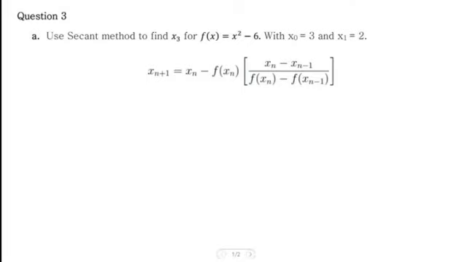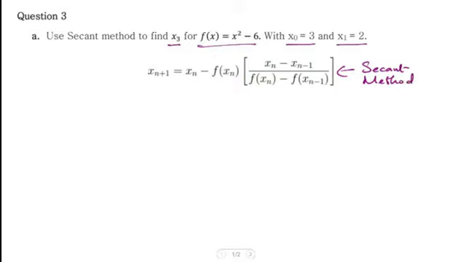Today we are going to discuss question 3 of our practice questions, and this is a question on the secant method. We are supposed to find x3 for the given function, with the initial guesses x0 equal to 3 and x1 equal to 2. Here we have the formula for the secant method.